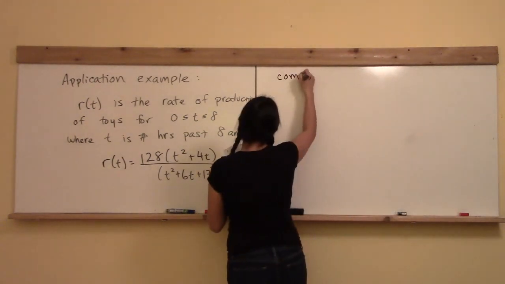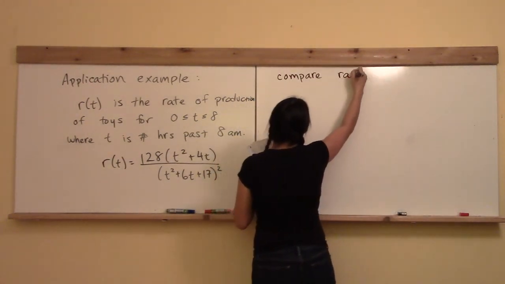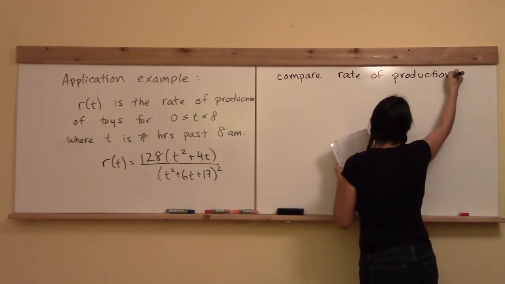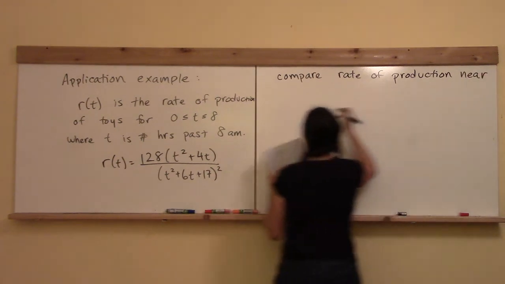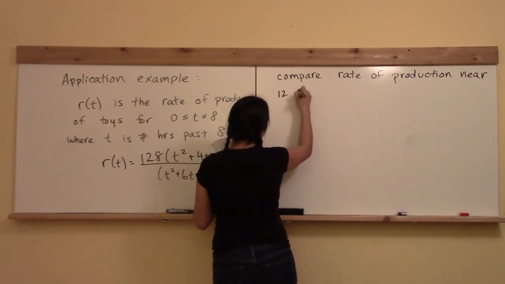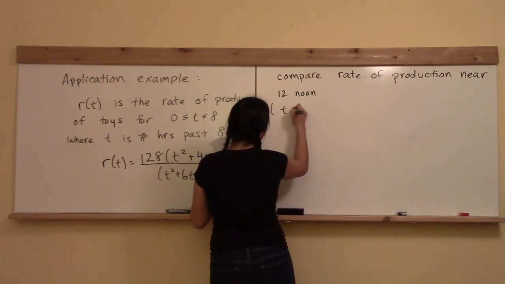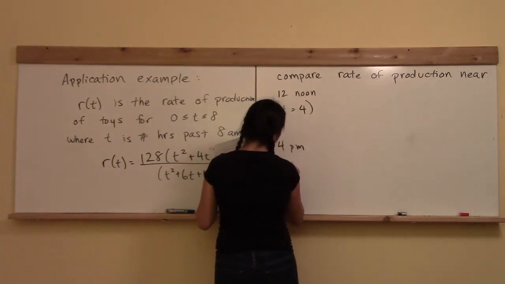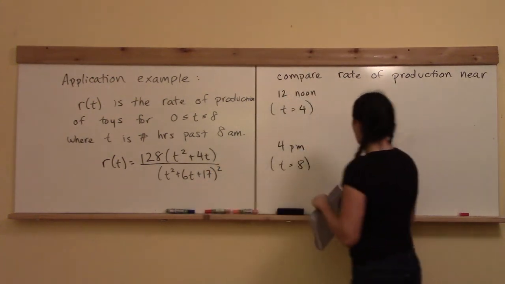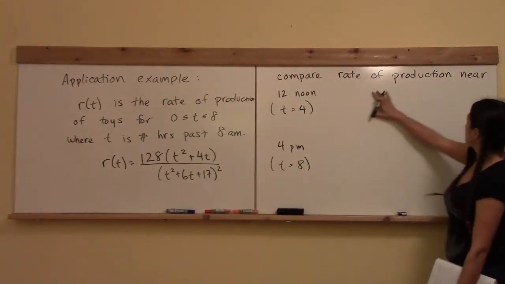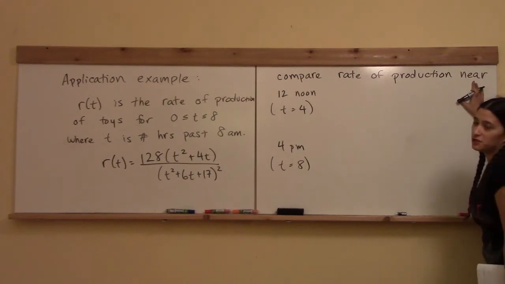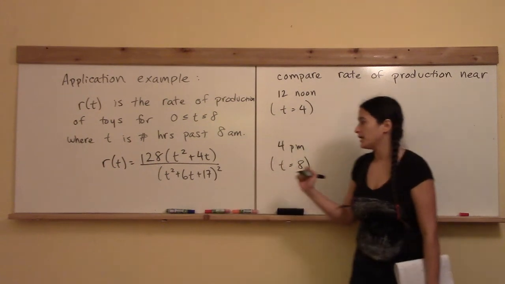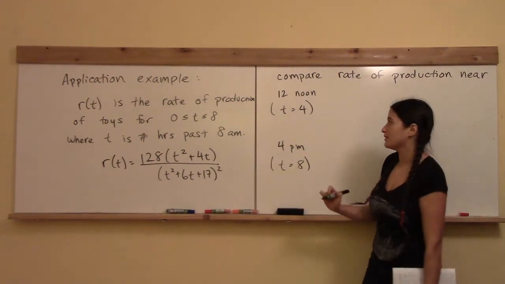Okay? So let's compare the rate of production near, let's say, noon, 12 noon. That would be t is equal to 4, lunchtime. And 4 p.m., that's quitting time. That would be t is equal to 8. Okay? So I want to compare them near it, and you could actually plug in these numbers because those numbers are in the domain, that's fine. But I want to use limits because limits is the topic of the section.